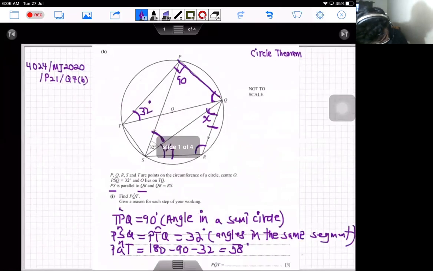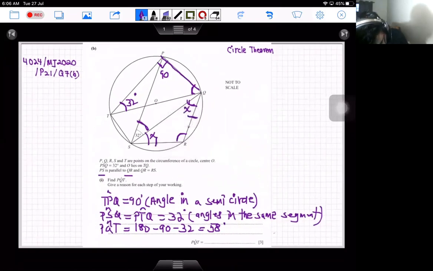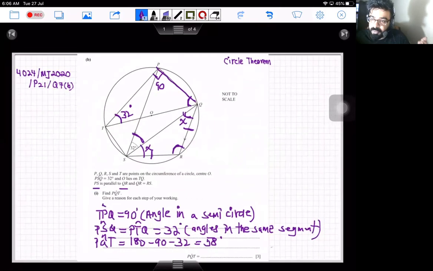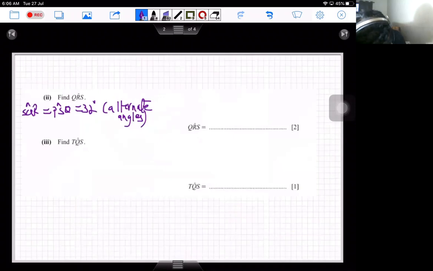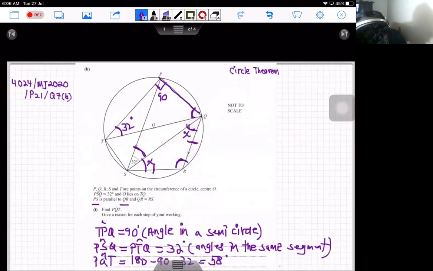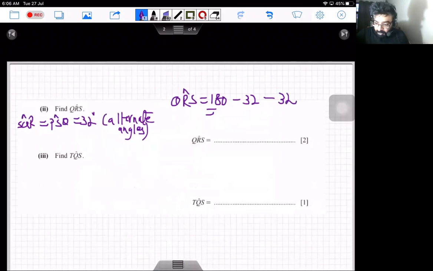And then you need this angle, angle QRS. 32 plus 32 plus the unknown, the required angle, is equal to 180. So the working for angle QRS: QRS is equal to 180 minus 32 minus 32, because both of these angles are 32 degrees. So this is 116 degrees.